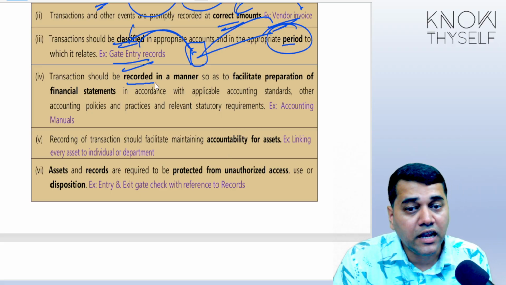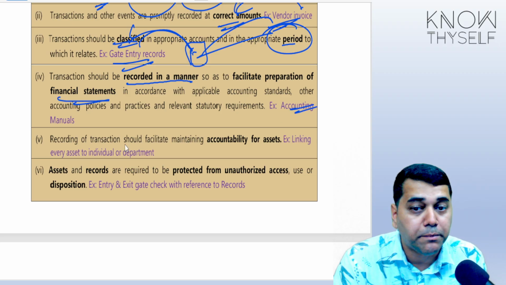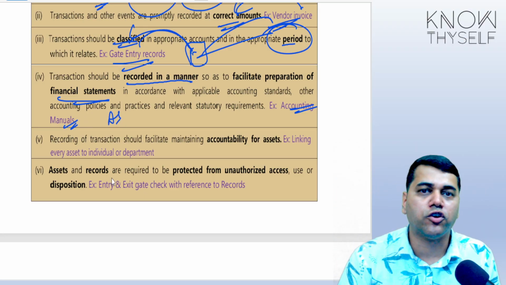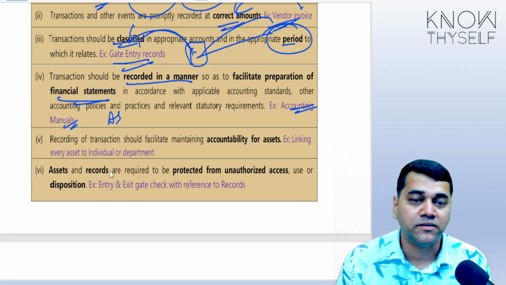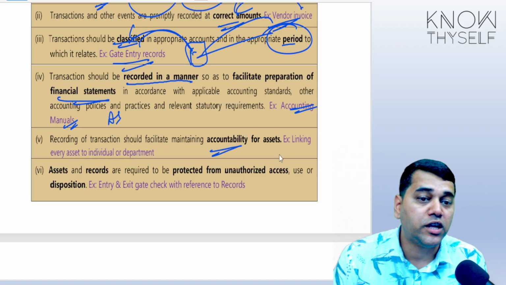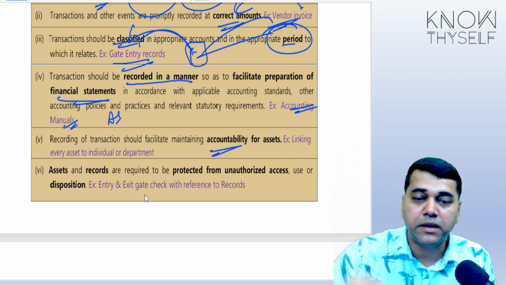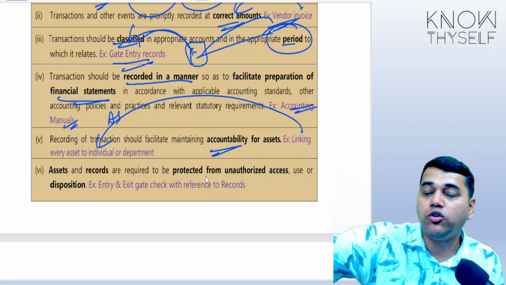Then it will help you to record in a manner to facilitate the preparation of the financial statements, like accounting manuals. It will guide you, like accounting standard. Okay, it's also one of the documents. It is also one of the records, because with reference to that you are supposed to make the journal entry. It will help to fix the accountability. Like documents will tell you this asset belongs to which department. It will help you to link it to the individual department, so you can bring the ownership to them.